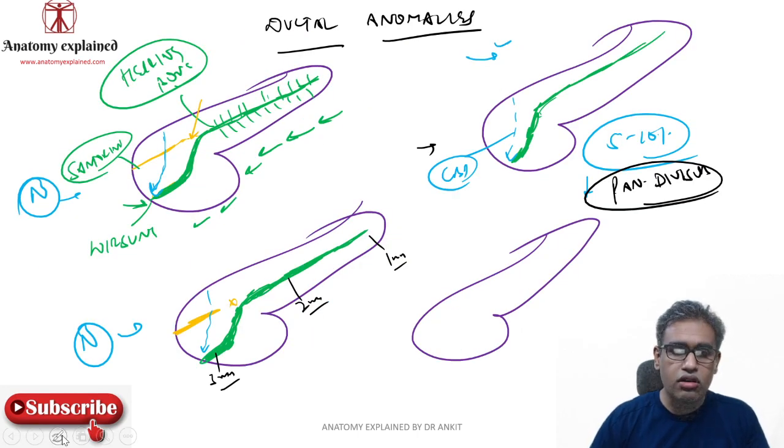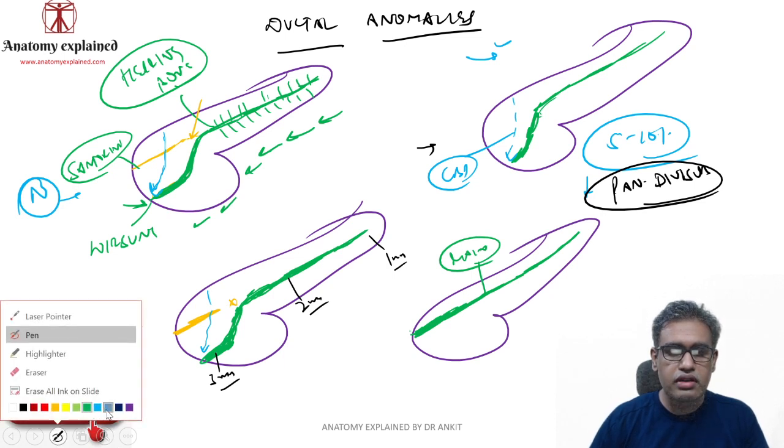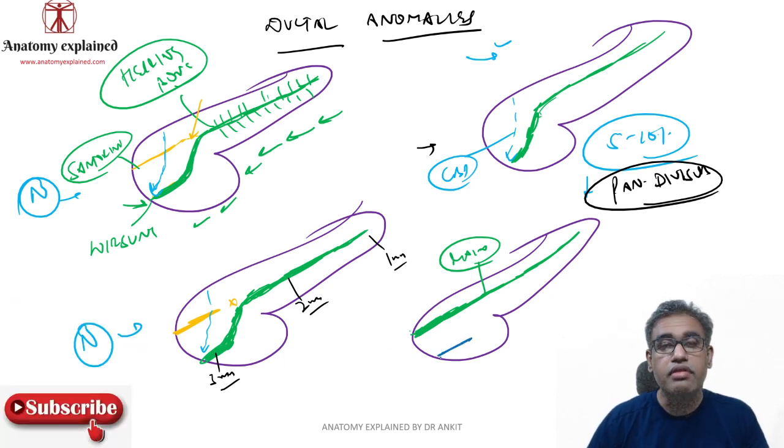So what will happen now? The scenario changes: the main duct becomes the superior one. This one becomes the main duct because this whole bud is separate. So this one becomes the main one, and this lower one, which is the derivative coming from the ventral pancreatic bud, becomes a smaller one. Till here no problem, but the problem comes over here.